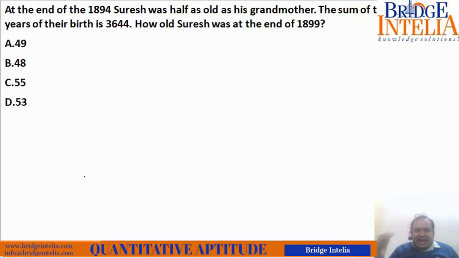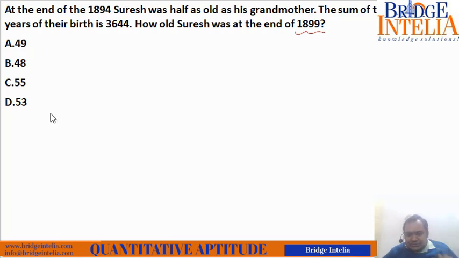At the end of 1894, Suresh was half as old as his grandmother. The sum of the years of their birth is 3644. How old was Suresh at the end of 1899? Very, very good question. So you should give it a try on your own first. So let's see.